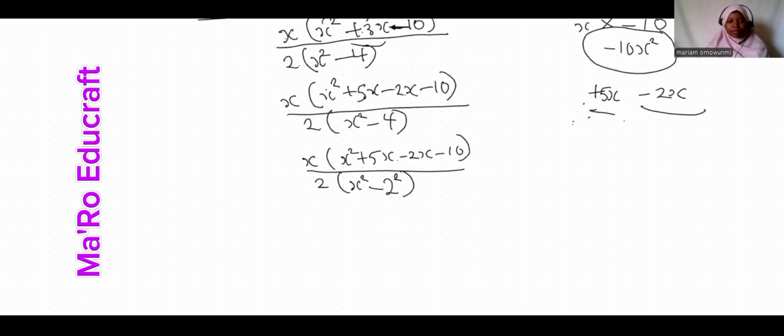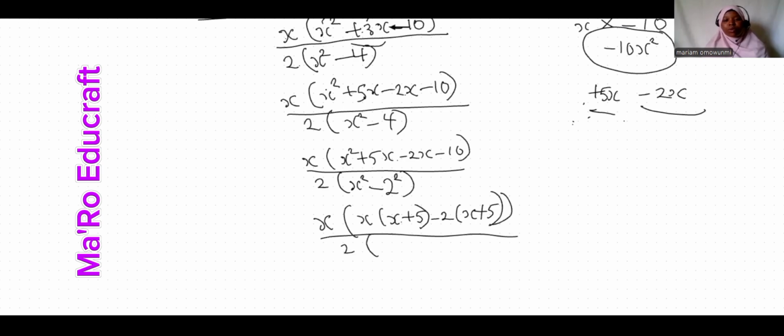Now, let's factorize our usual way. x, open bracket, x plus 5. And what is common between the both? Minus 2, open bracket, x. Minus divided by minus is plus. 2 divided by 10 is 5. Then close our final bracket over 2, open bracket. Then we simplify the difference of two squares. That is x plus 2, x minus 2.